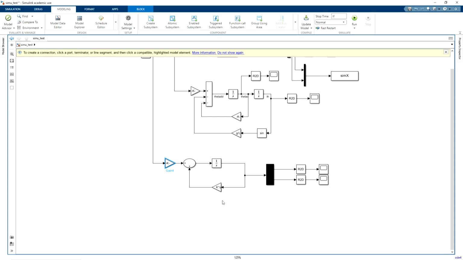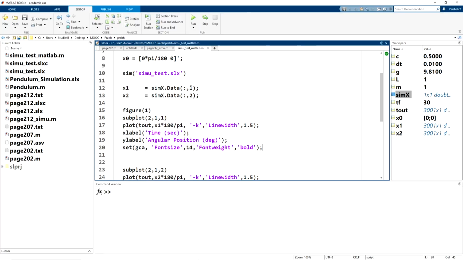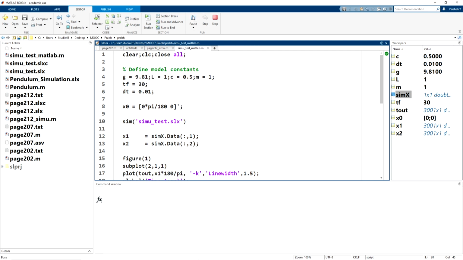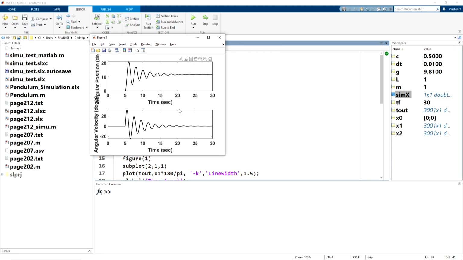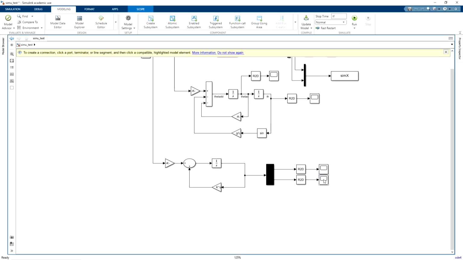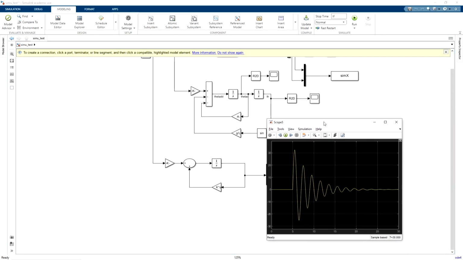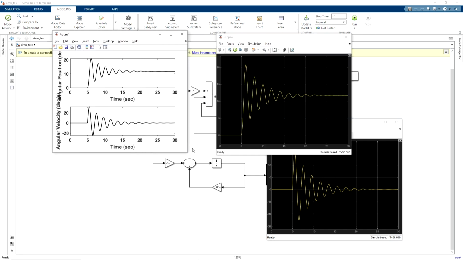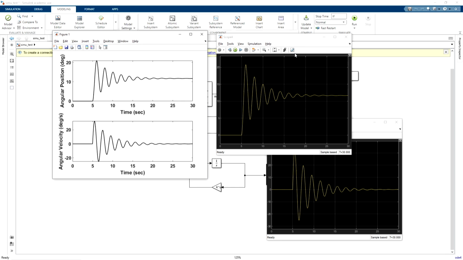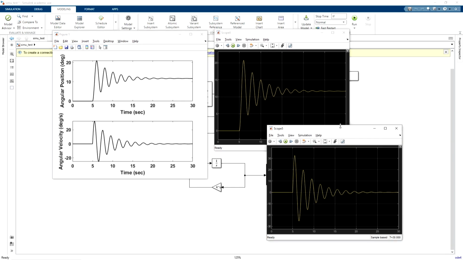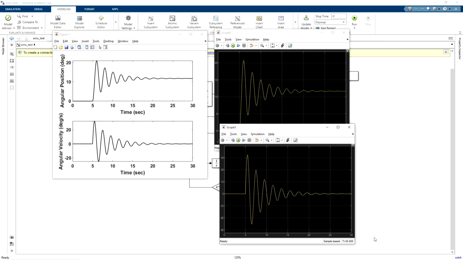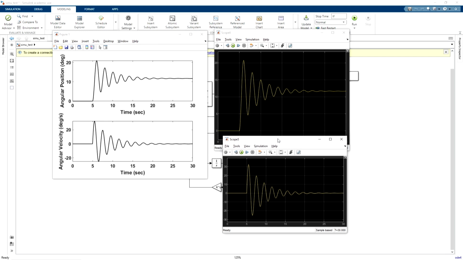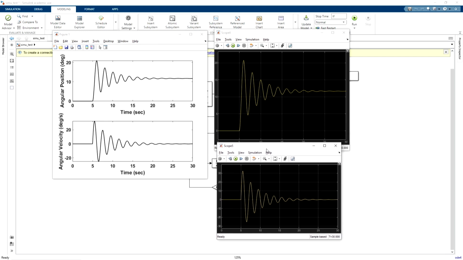Now we are ready to run our code. All right. Now we have here figure 1. We go to our model. This is the angular position and this is the angular velocity. All right. Now we again observe that we get similar results, irrespective of the methodology used. You can compare these plots.